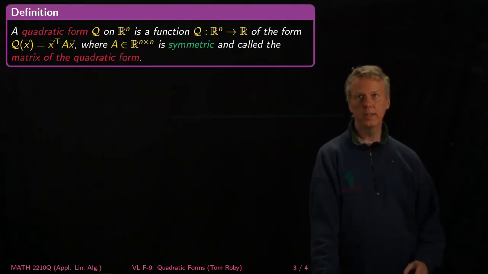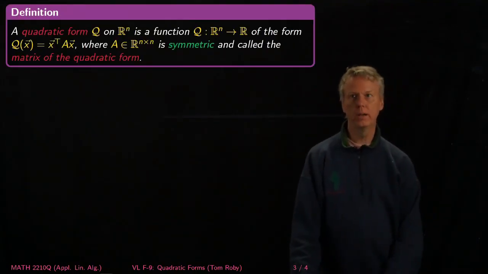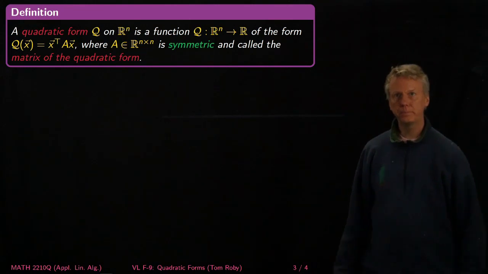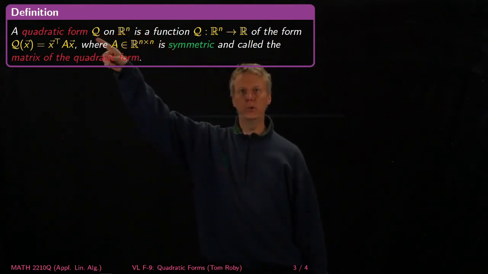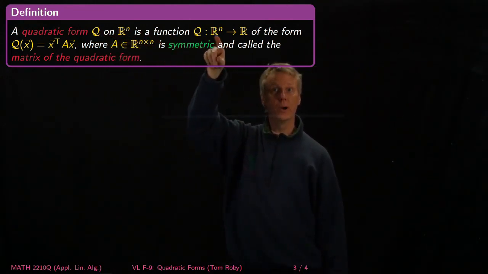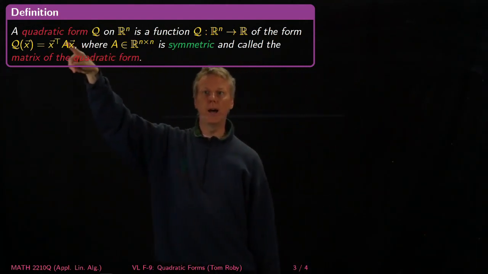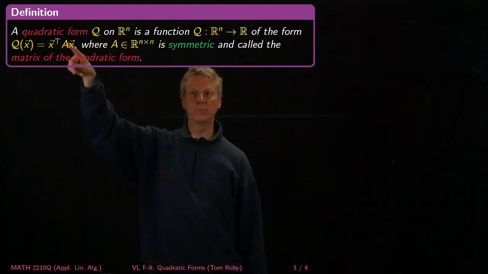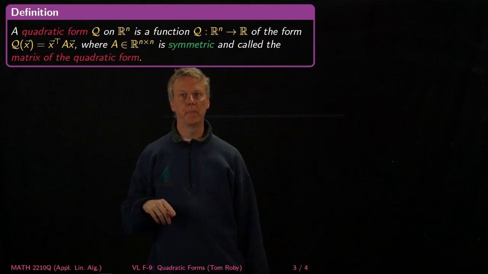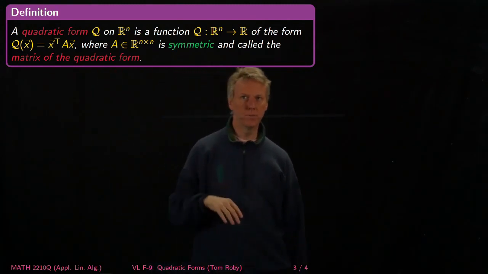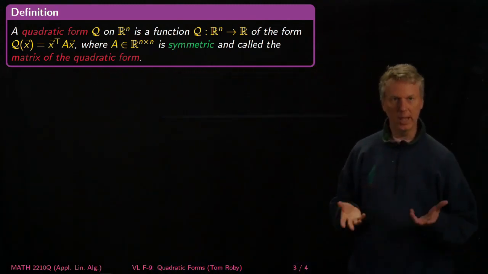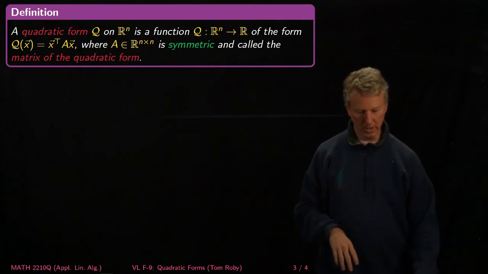So here's the definition of a quadratic form. A quadratic form Q on R^n is just a function from R^n to R that's given by a symmetric matrix A. It's x transpose A x. And that matrix is called the matrix of the quadratic form. Let me just give you an example right away so that you can see what's really going on.